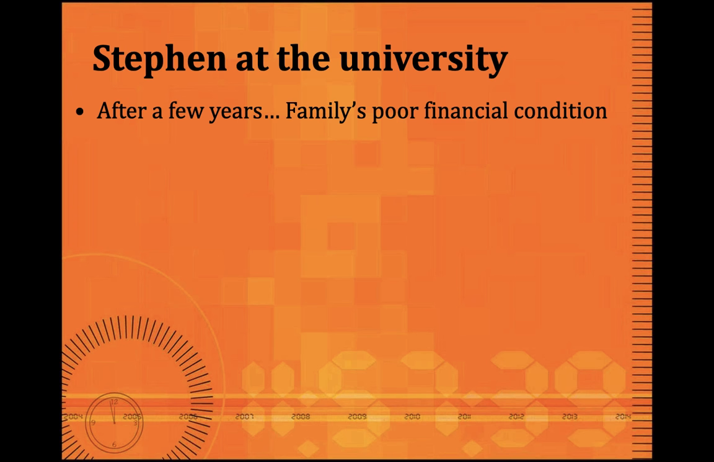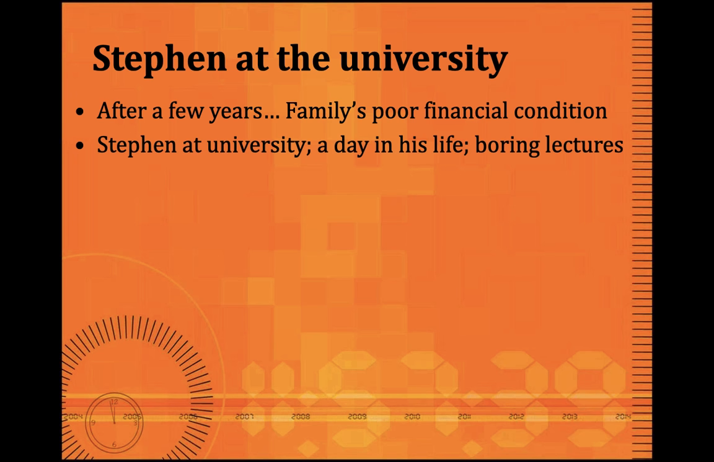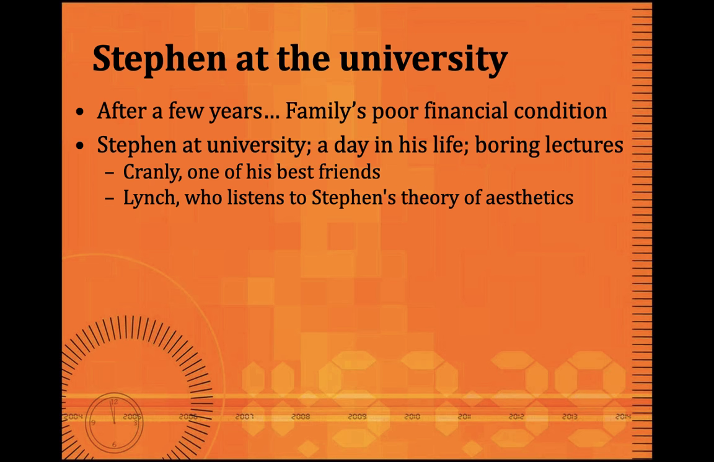Now Stephen is at the university. After a few years, the family is even poorer. And he's in the university. You see one day in his university life. Like there is the description of one day in the life of Quentin in William Faulkner's The Sound and the Fury, Stephen's one day in university is described. Cranley, his friends, we meet a lot of his friends. Cranley is one of his best friends. Lynch, this is a character we meet in Ulysses also. Lynch listens to Stephen's theory of aesthetics.